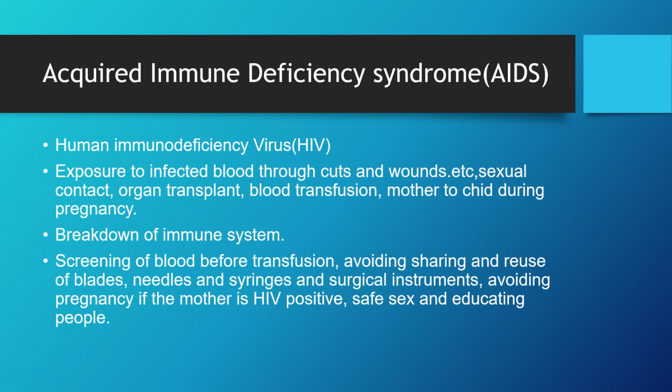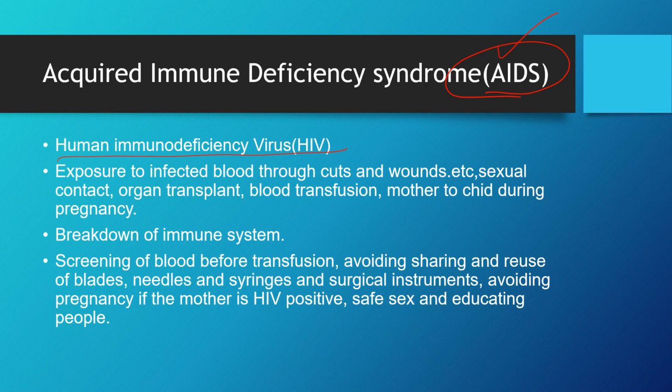Now the last one is acquired immunodeficiency syndrome, or AIDS. We all know it is caused by the human immunodeficiency virus, HIV. The name of the virus is HIV, and the disease is called acquired immune deficiency syndrome, that is AIDS. So acquired immune deficiency syndrome is the disease, and the virus which is causing the disease is called the human immunodeficiency virus.